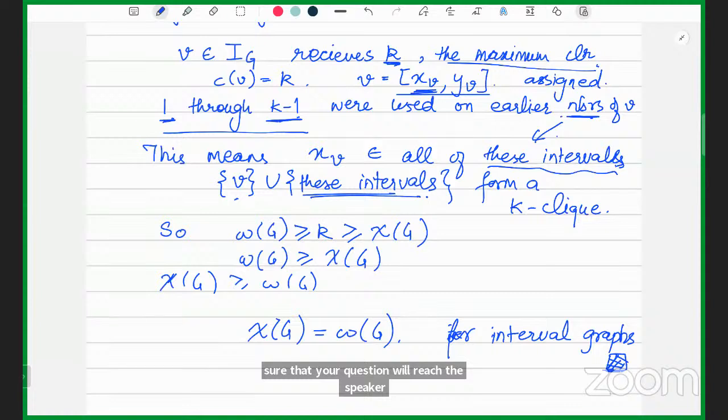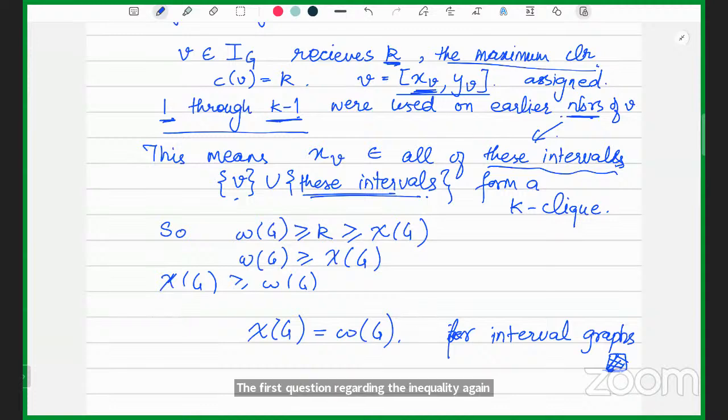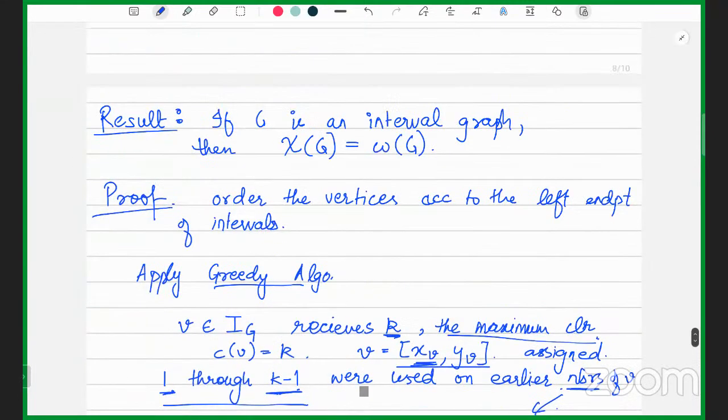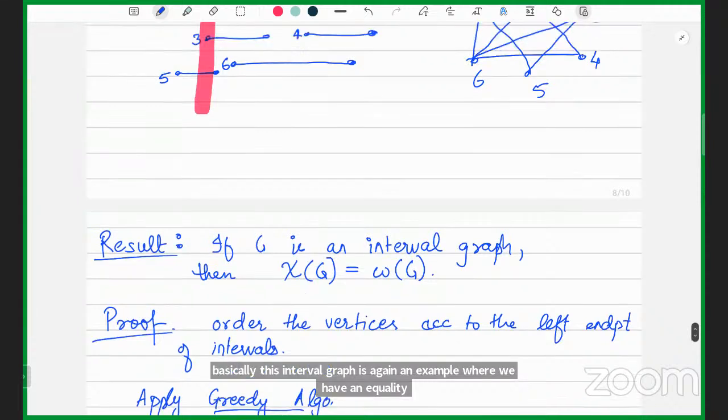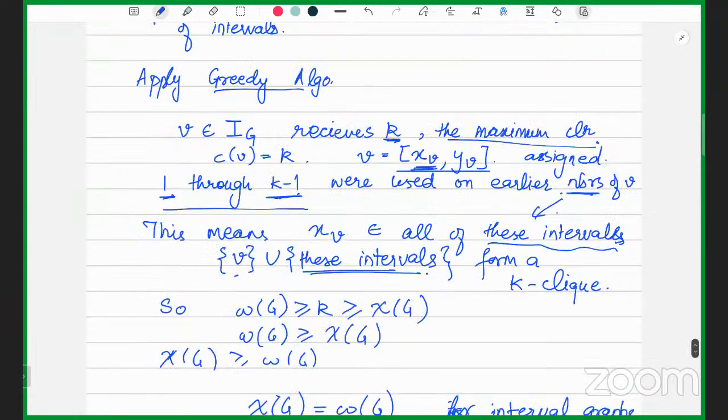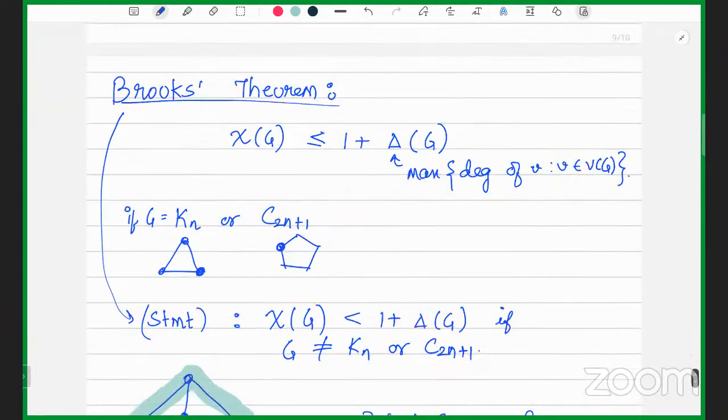I have two questions. The first question is regarding the inequality again. So basically, this interval graph is again an example where we have an equality. But I'm asking, for example, in Brooks' theorem, it says that we have an equality for the chromatic number and 1 plus the maximum degree if and only for these two graphs. So do we have such equality for the chromatic number and either the independence number or the clique number?